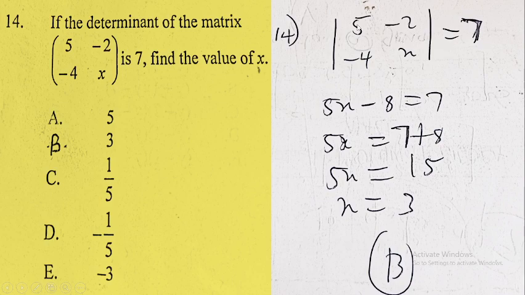So how do you find the determinant? If you cross multiply this matrix, then you have x times 5, that gives 5x. Then the position of this minus 2 is minus also, so we have minus times minus here, that gives us plus. Then if you now cross multiply that, you have minus 4 times plus 2, that gives us minus 8 equals 7. Collect like terms, that gives us 5x equals 7 plus 8, and that gives us 15. Divide both sides by 5, that gives us 3. So the value of x here is 3, and the best option there is option B.